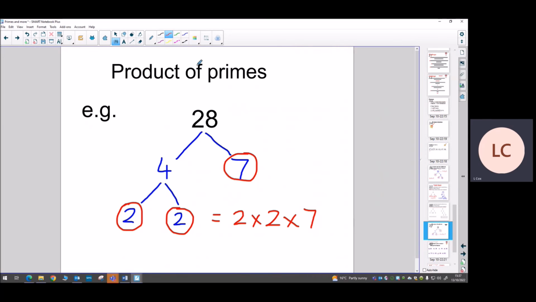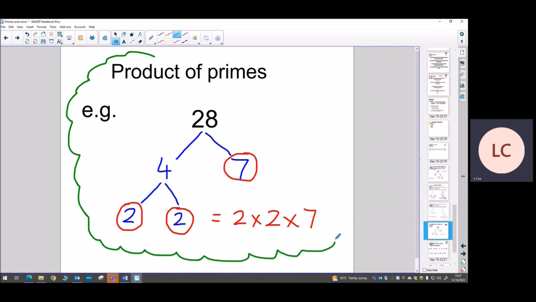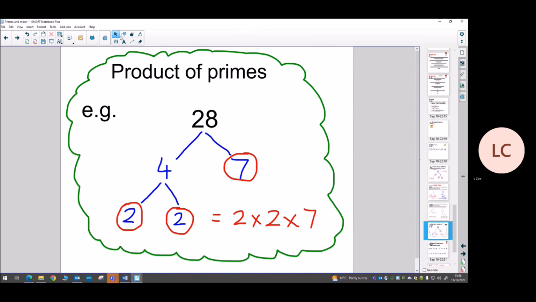Make sure you've got this example written down and you put it in a bubble. If you've got a highlighter, use a highlighter. If you don't have one, you're just going to have to do it in the colour that you've got. You need to pause the video so everyone can catch up.